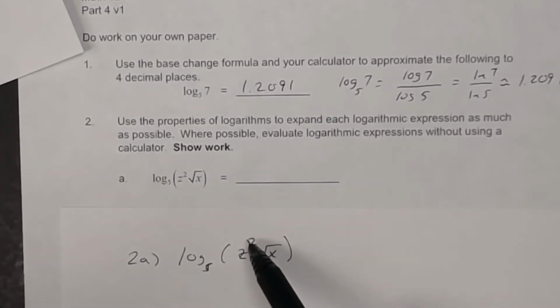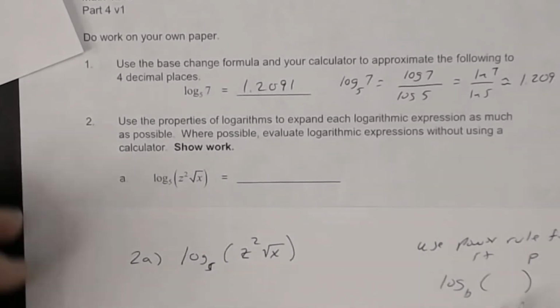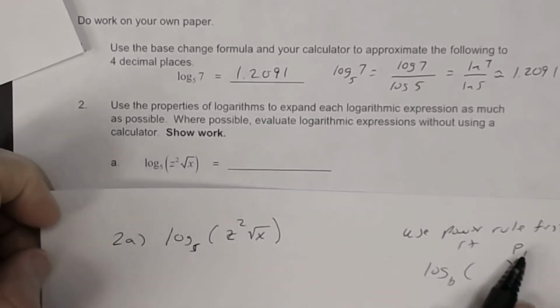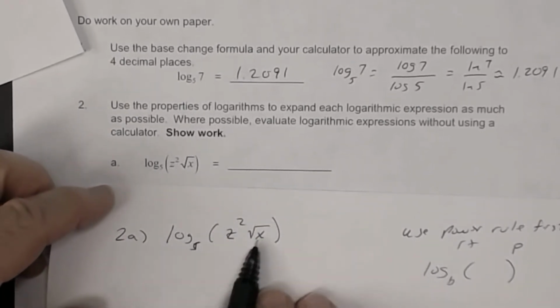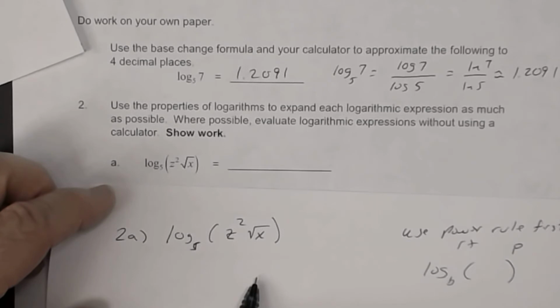Some of you are going to want to say, well, I'm going to use the power rule first. Well, you can't. The only time you can use the power rule first is if you have something like this, log base b of some expression raised to a power. This whole expression, whatever you're taking the log of, has to be raised to that power. You see, you're taking the log of this, right? But this whole expression is not being raised to the second power, it's being raised to the first power. All right, so don't use the power rule first.